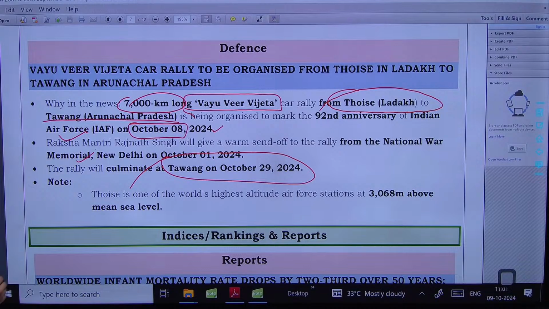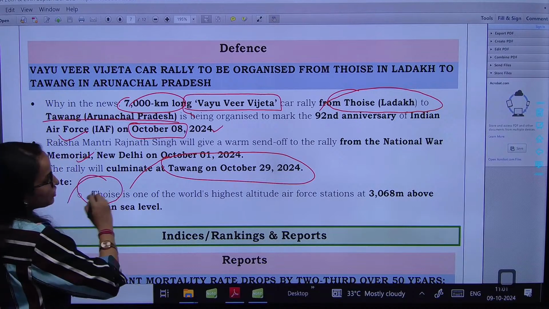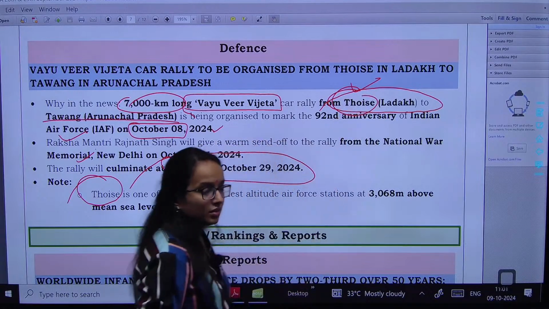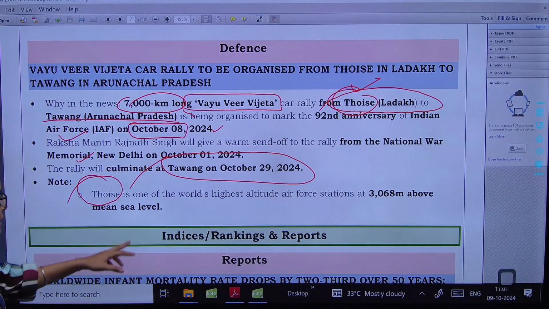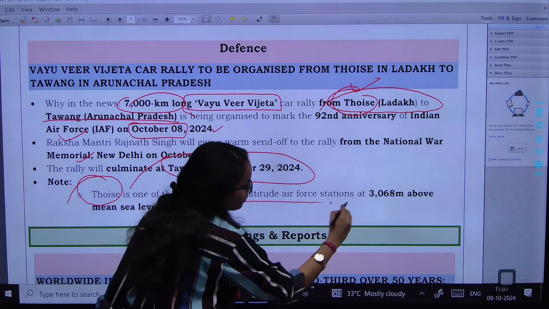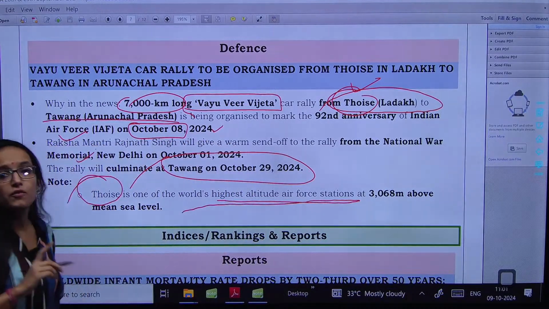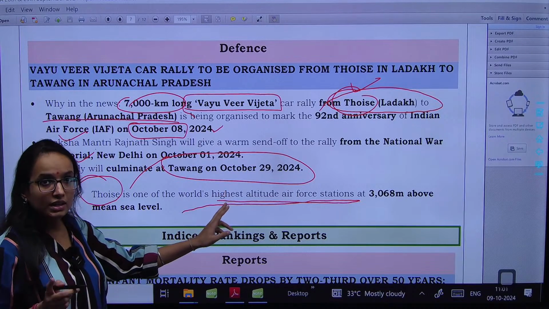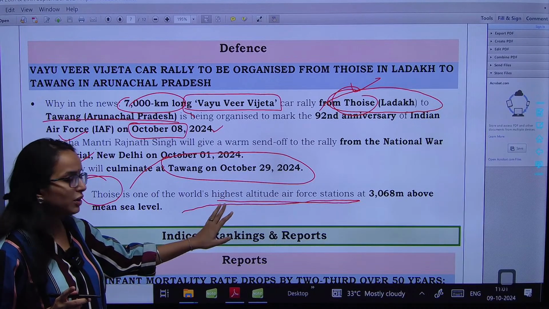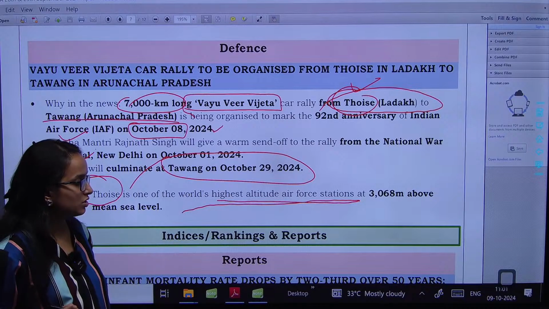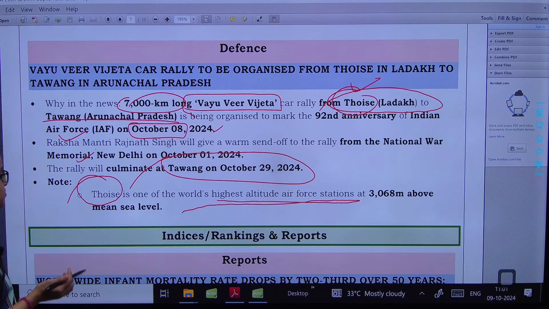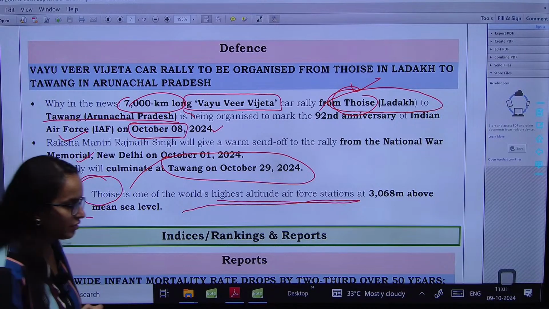Also remember this location Thois, which is in Ladakh. This location is one of the world's highest altitude Air Force stations. So remember please, one of the highest in the world, situated at 3068 meters above sea level.